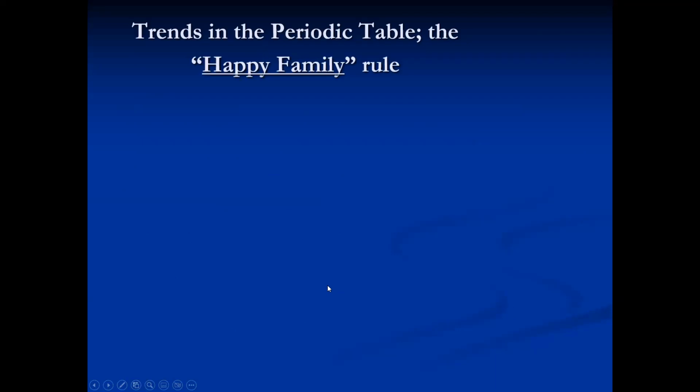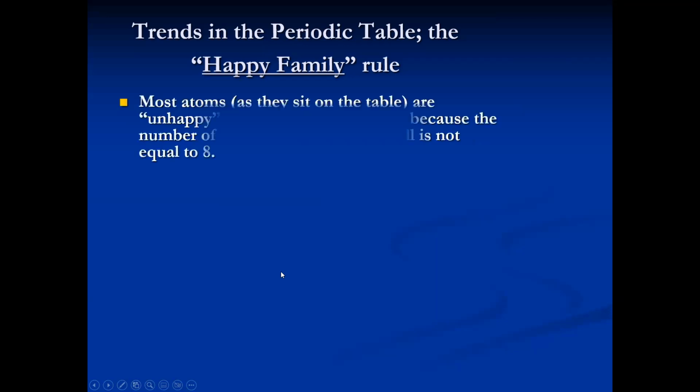Okay, trends in the periodic table. What is the happy family? Well, I told you the atoms that don't have 8 already are seeking to get the rest of the electrons they need to get to 8. Most atoms, as they sit on the table, other than the noble gases, are unhappy. What do we mean by that?